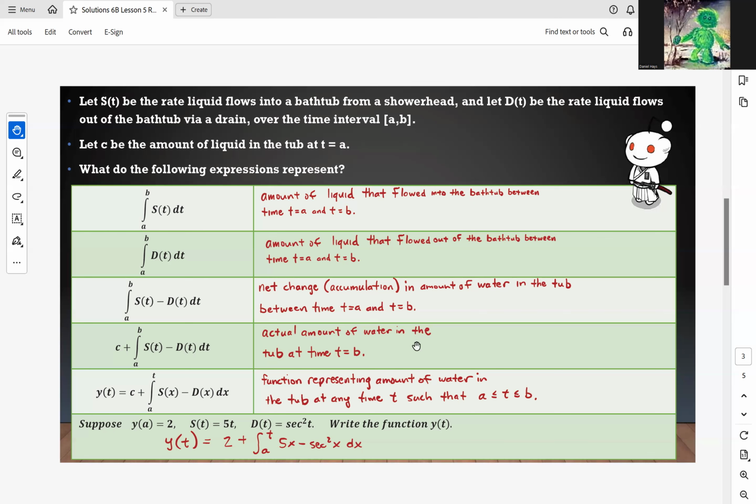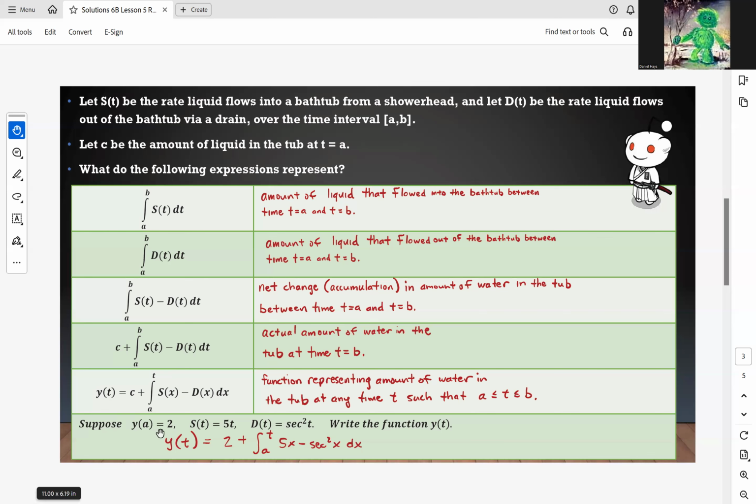And lastly, we turn this all into a function. Suppose we've got this y of t representing amount at any time t. We're going to be taking the initial amount c, plus the integral from a to our variable upper bound of t, of s minus d, now with a placeholder variable, and I'm using x for that.